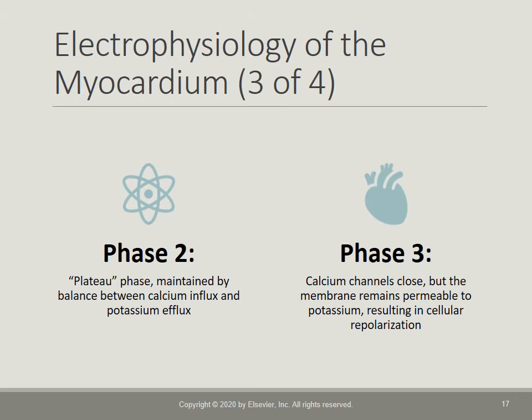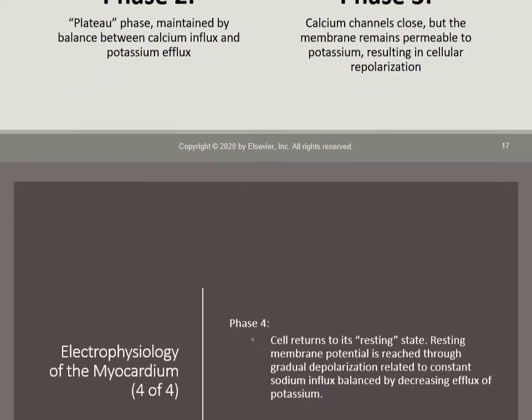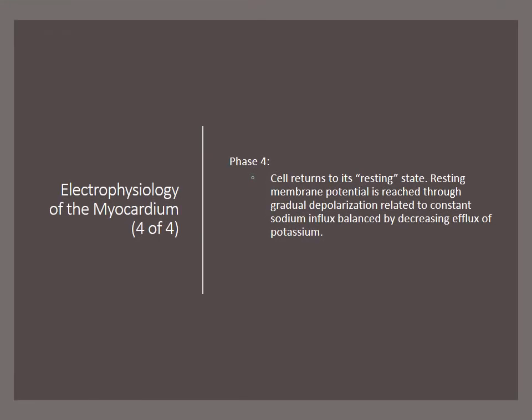Phase 2 is a plateau phase. It's maintained by a balance between calcium coming in and potassium going out. And in phase 3, the calcium channels close, but the membrane remains permeable to potassium, resulting in cellular repolarization. In phase 4, the cell returns to its resting state. Resting membrane potential is reached through gradual depolarization related to constant sodium influx, balanced by decreasing outpouring of potassium.